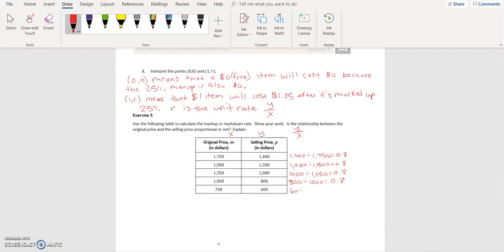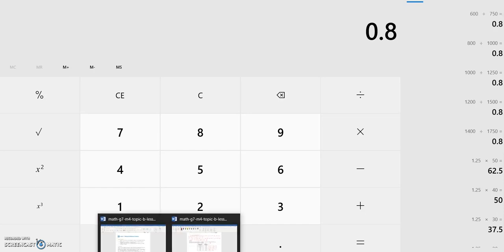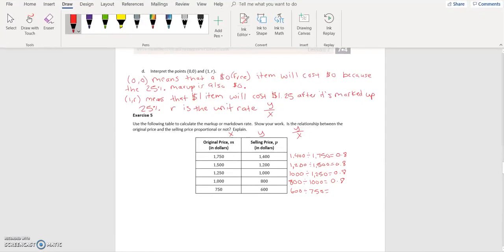And finally, 600. Remember, we have to try every one of them to make sure that it is proportional, because if this one is not 0.8, then the whole table is not proportional. 600 divided by 750 is 0.8. So is the table proportional? Yes. The table is proportional.